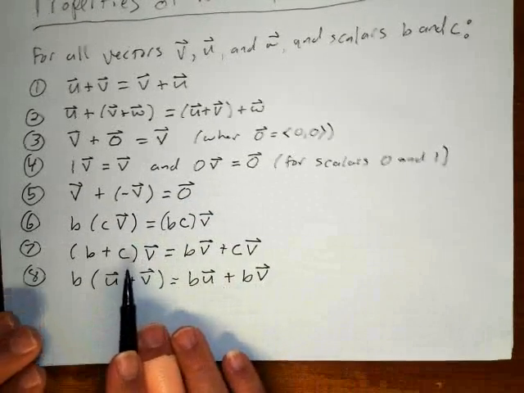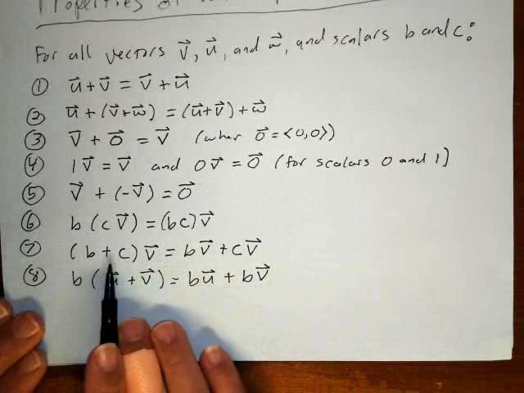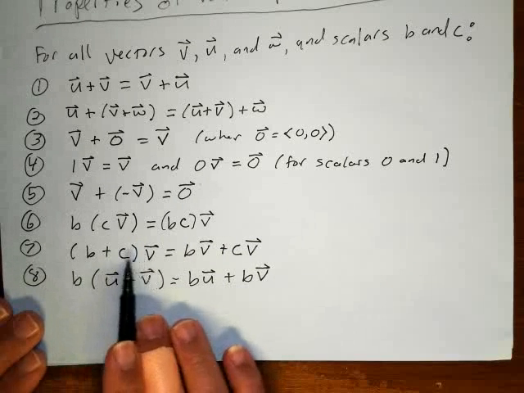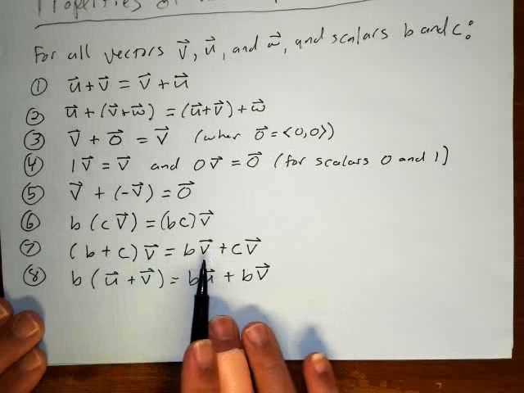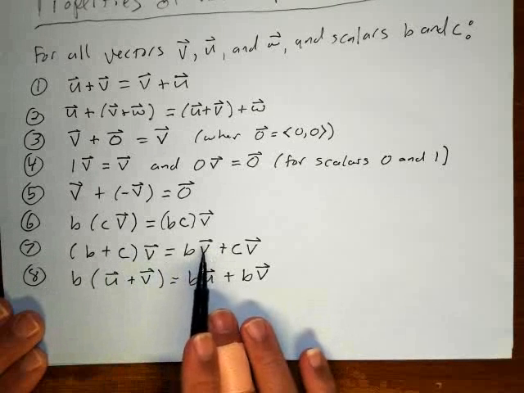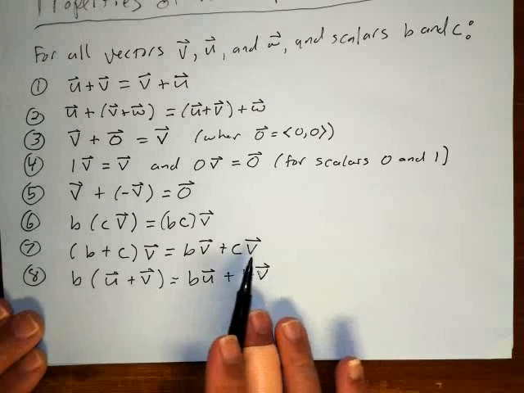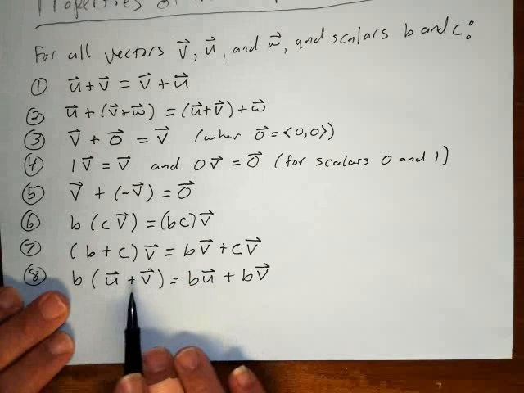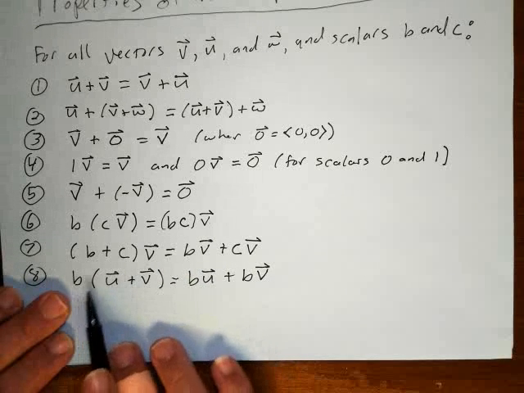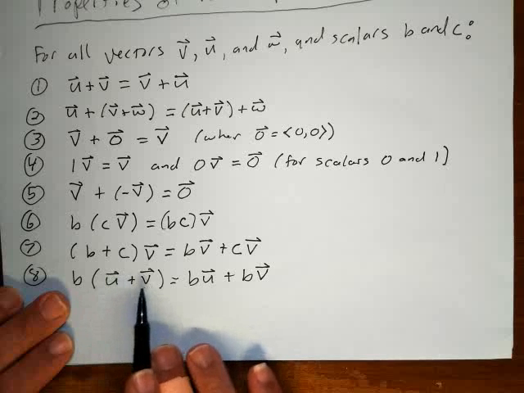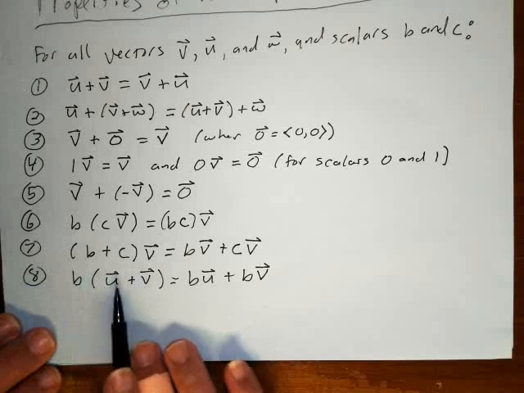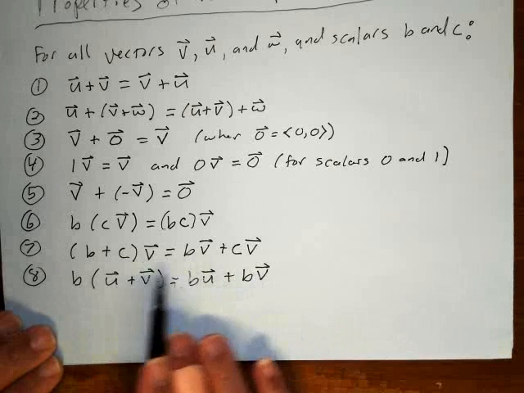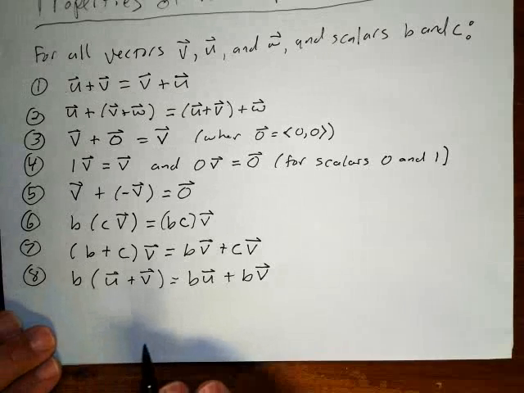And then there's a distributive property. If I have two scalars being added together and I'm multiplying that by a vector, I can distribute the vector over the scalars and I get B times V plus C times V. You can also take a scalar and multiply it by the sum of two vectors. So B times the quantity U plus V. I can distribute the scalar over, and I would get B times U plus B times V. So you have these two different distributive properties.